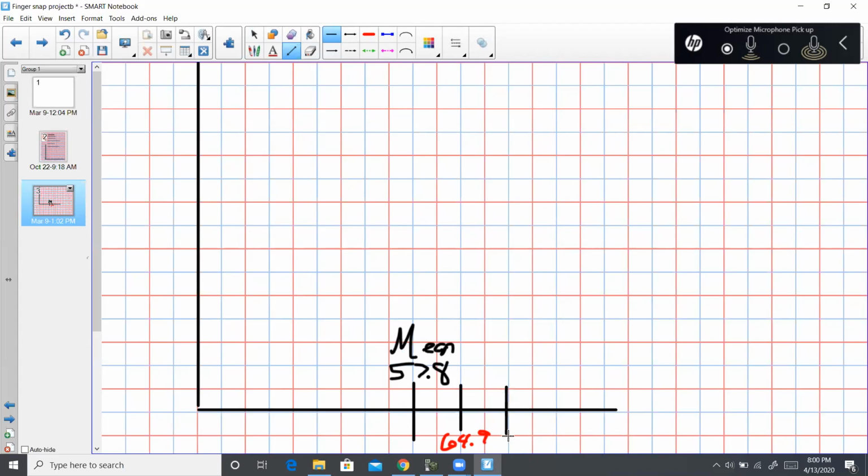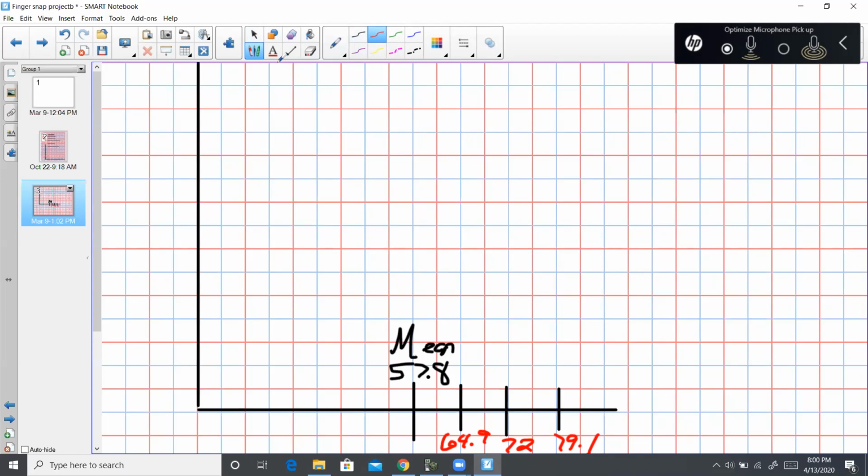So we take 64.9 and add 7.1 to that, which is a nice 72. I'm going to write 72. Then we add another line here, add 7.1 to that, and that's 79.1. So we'll write 79.1 for that. And I don't think anybody got any more than 79 finger snaps when we did this experiment.